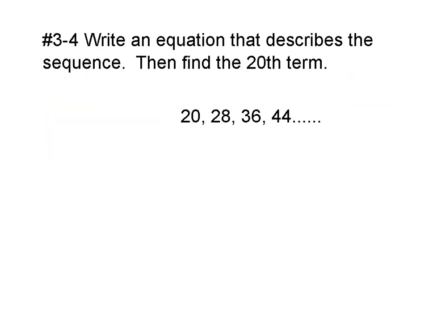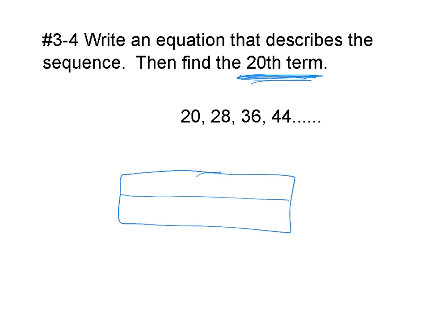Okay, for numbers 3 and 4, you're going to write an equation that describes the sequence and then find a certain numbered term. We'll just do the 20th as an example, okay? So when we set up this equation, we're going to put t on the bottom of our xy table and n up here. All right, this is number 1, 2, 3, and 4, right? And then 20, 28, 36, 44.